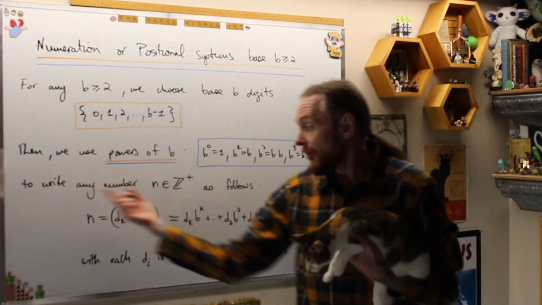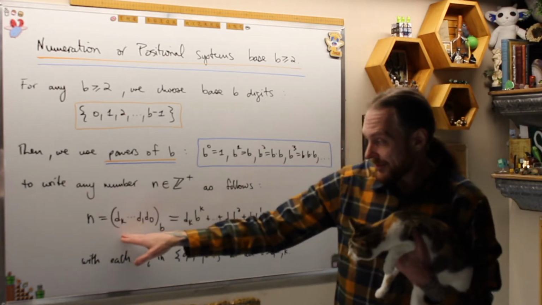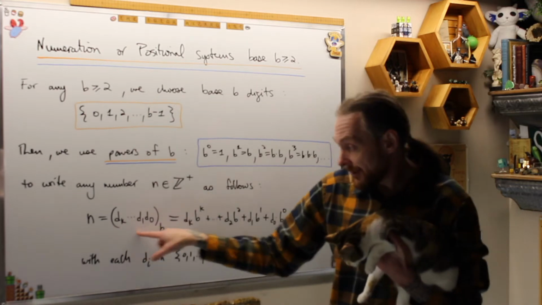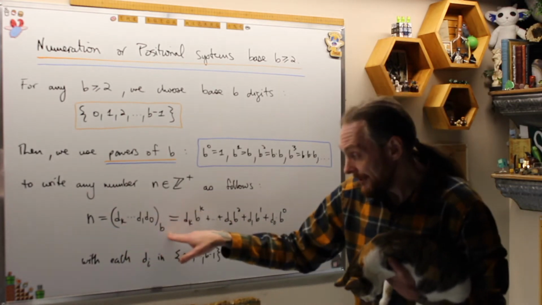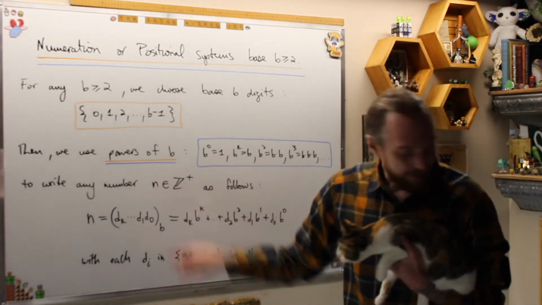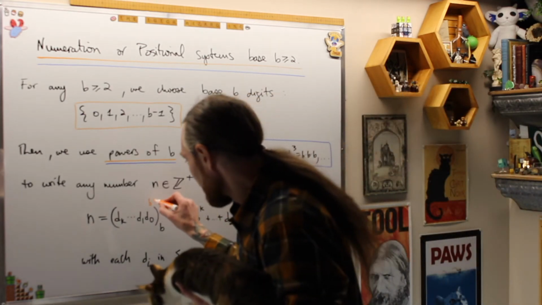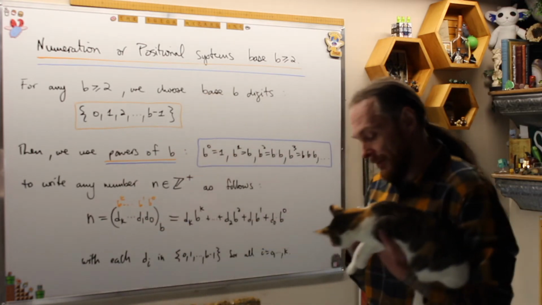Once we have that, we can write any positive integer as follows. N is equal to this positional system, that's what we're going to call it, positional or numeration system, a string of digits essentially. Then we write the brackets to indicate base B. What that really means is we're multiplying by increasing powers of B: B to the 0, B to the 1, dot, dot, dot, B to the K is secretly what's happening.